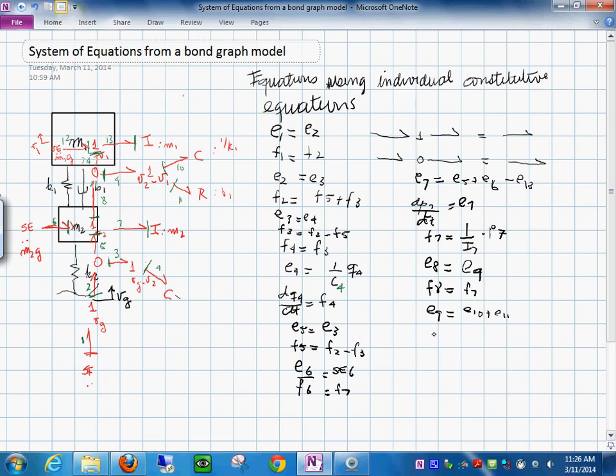And what is E sub 10? So it is 1 over C sub 10 times Q10. And the derivative, dq10 dt, is equal to F sub 10.